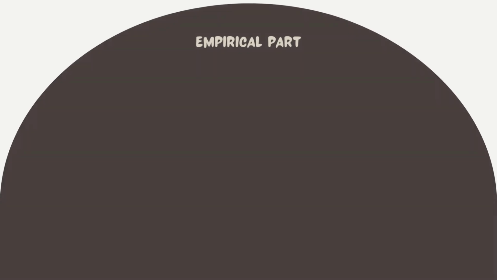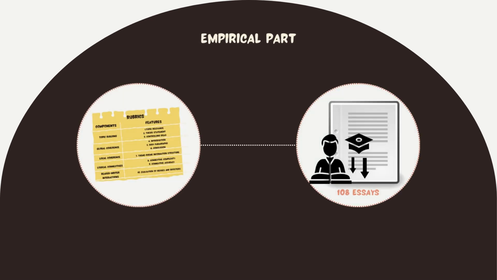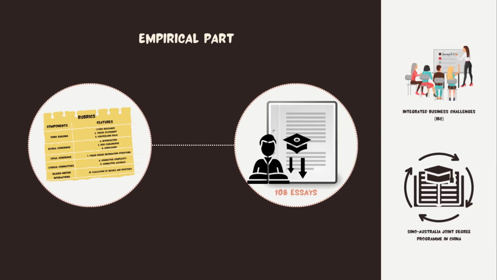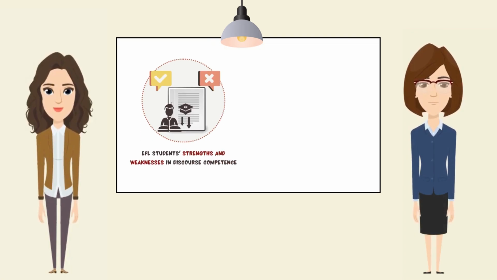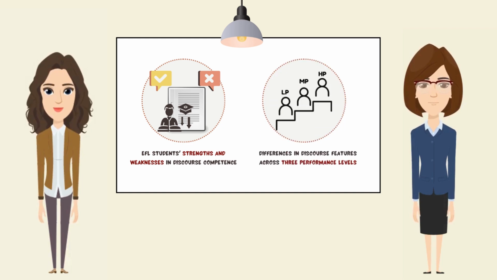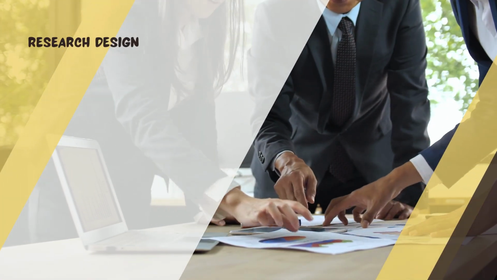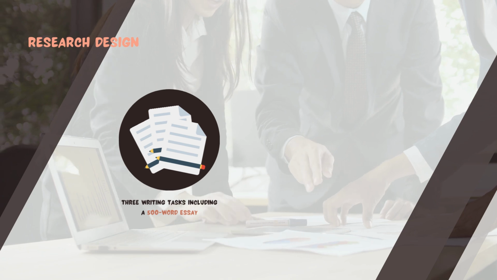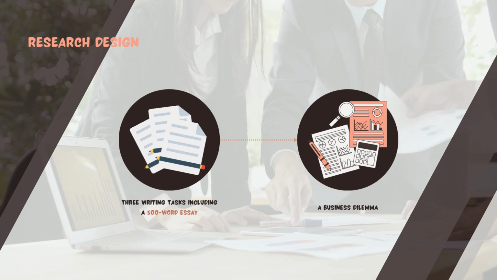To identify and profile discourse problems in EFL undergraduate students' English academic writing, researchers applied the rubrics to a sample of 108 essays written by EFL undergraduates majoring in business studies in a Sino-Australia joint degree program in China. This study examined students' strengths and weaknesses in discourse competence, analyzing differences in discourse features across high, medium, and low performance levels. The writing task chosen for the study was situated in a business disciplinary course, which is assessed through 3 writing tasks including a 500-word essay written in response to a given text that entails a business dilemma.